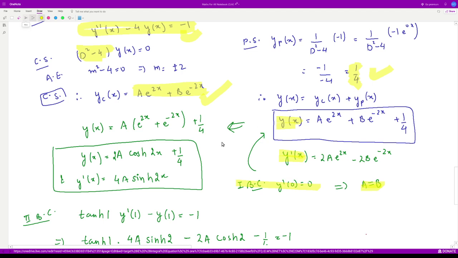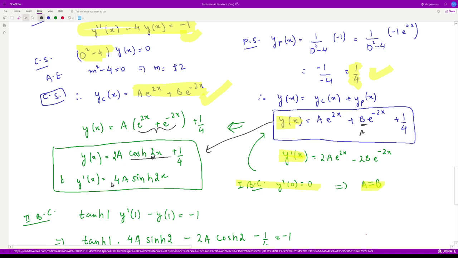So what my y becomes, replacing b with a, is 2a common, e to the power 2x plus e to the power minus 2x, plus 1 by 4 as such. By using the definition that I told you above, it would be 2a times cos hyperbolic 2x. Taking its derivative, the derivative of cos hyperbolic 2x would be sin hyperbolic 2x multiplied by 2, using the chain rule. So this is the derivative and this is y(x).